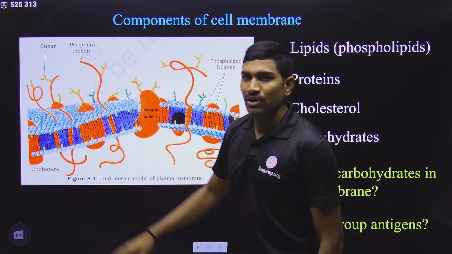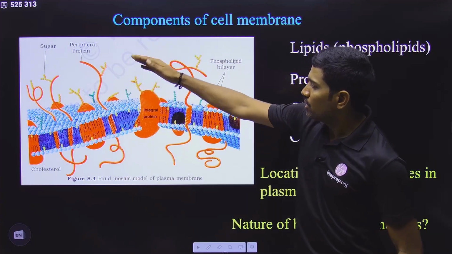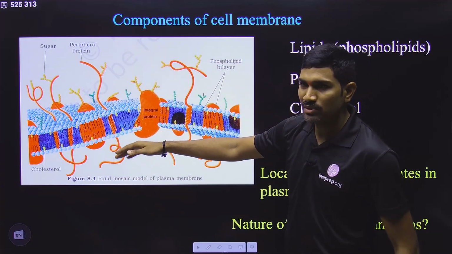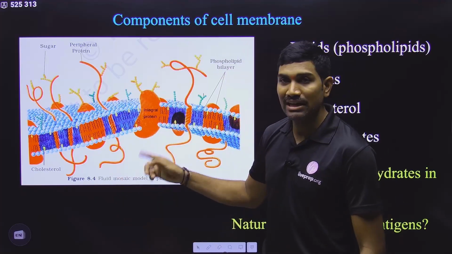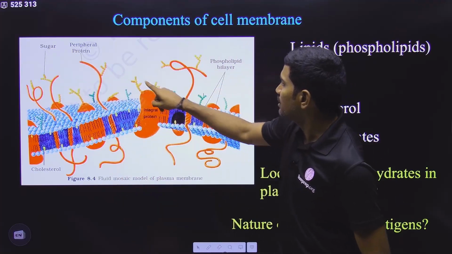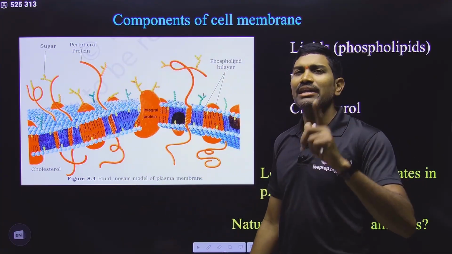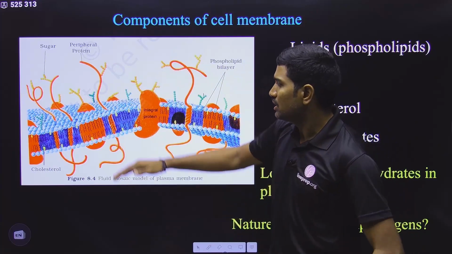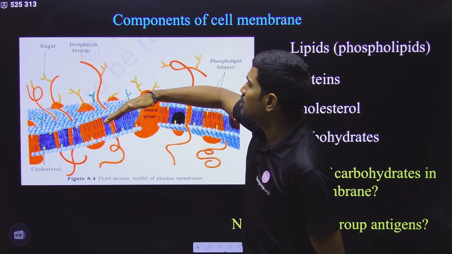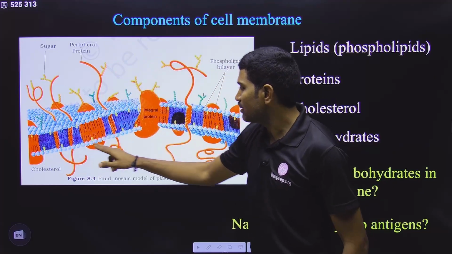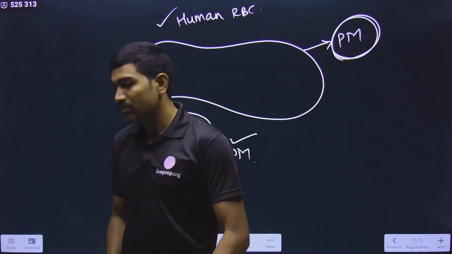In this diagram, just observe and tell me on which side the carbohydrates were mentioned: only on the exoplasmic side, only on the cytoplasmic side, both sides, or no side. Observe the diagram carefully and tell me the answer. On which side have they mentioned? Sugar means carbohydrate, right? They have mentioned sugars only on the exoplasmic phase. This is a very important point. If sugars are present in the membrane, they are present only on the exoplasmic phase. They are never present on the cytoplasmic phase of the membrane. This is a very important point, and never make any mistake.